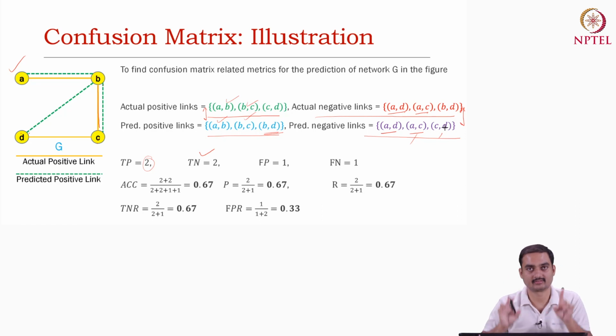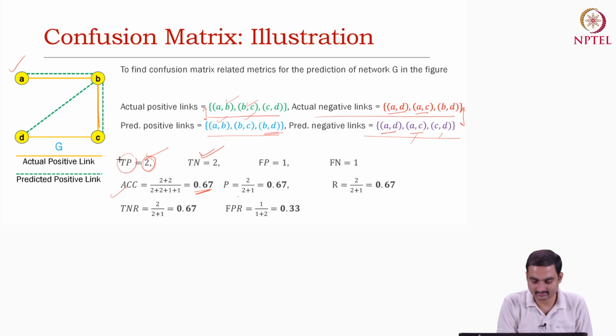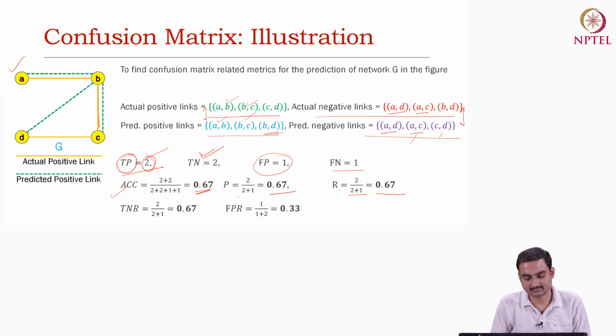So, we got the confusion matrix now. So, the accuracy would be this plus true negative, this by total. Precision would be true positive by true positive plus false positive, 0.67. Recall would be true positive by true positive plus false negative, 0.67. True negative rate you can measure, and false positive rate also you can measure. Okay.